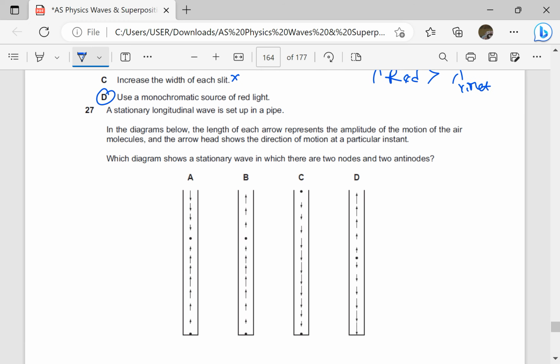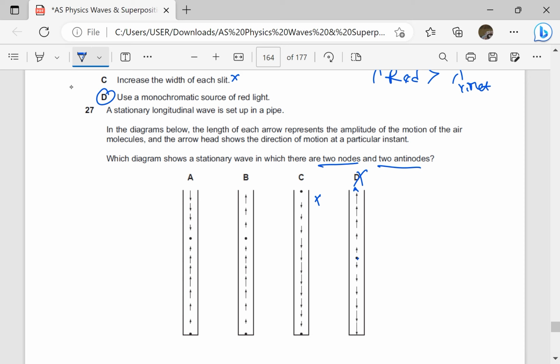A stationary longitudinal wave is set up in a pipe. In the diagrams below, the length of each arrow represents the amplitude of the motion of the air molecules, and the arrowhead shows the direction of motion of a particle at a particular instant. Which diagram shows a stationary wave in which there are two nodes and two antinodes? Here there are two nodes, there is no antinode. Here this is an antinode. This is a node, and this is showing that there is an antinode here, which is not going to be true. So that is wrong.